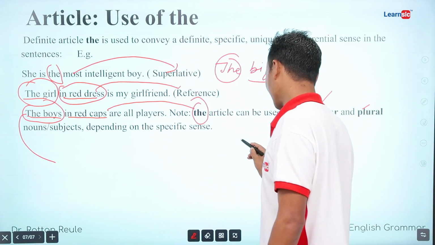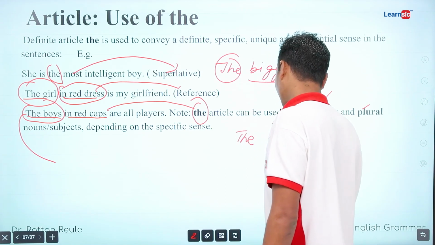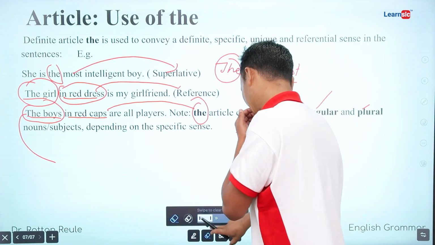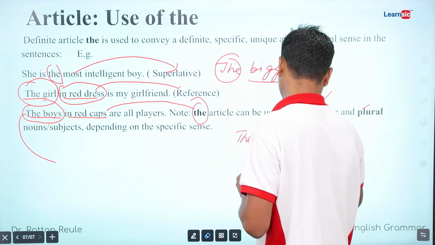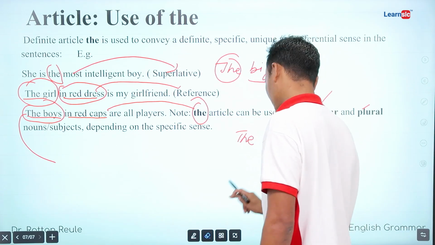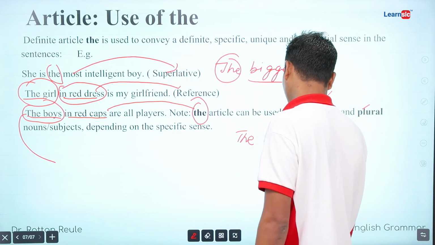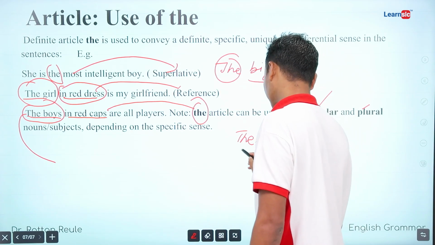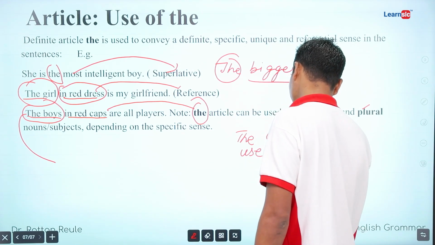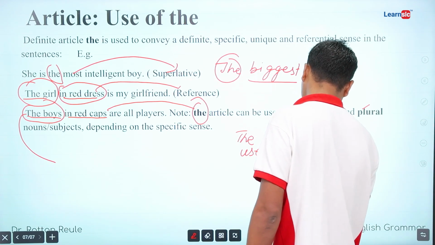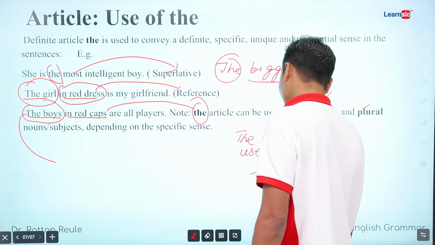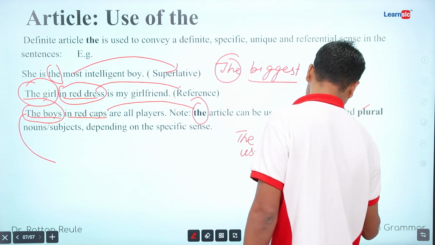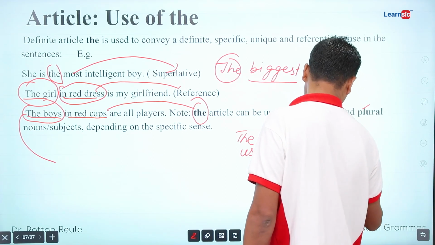So I can also write here: the article is used before all sounds. So there is no question of vowel sound, no question of consonant sound, nothing, never.